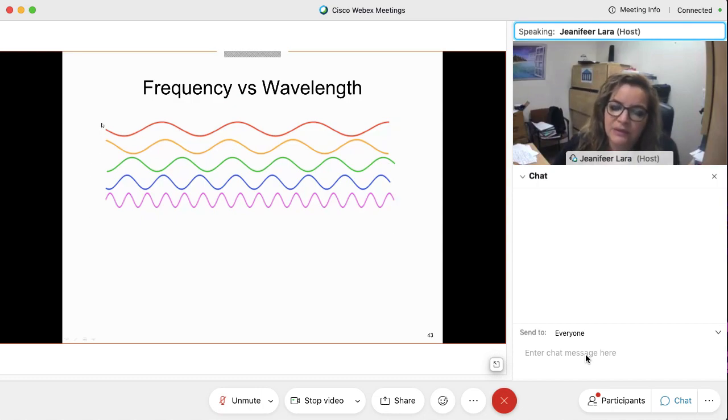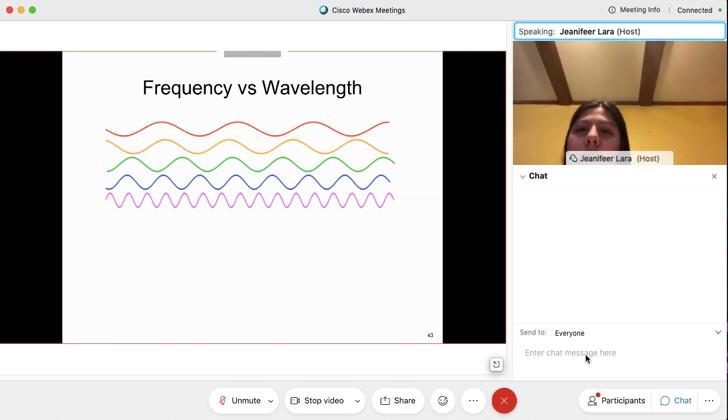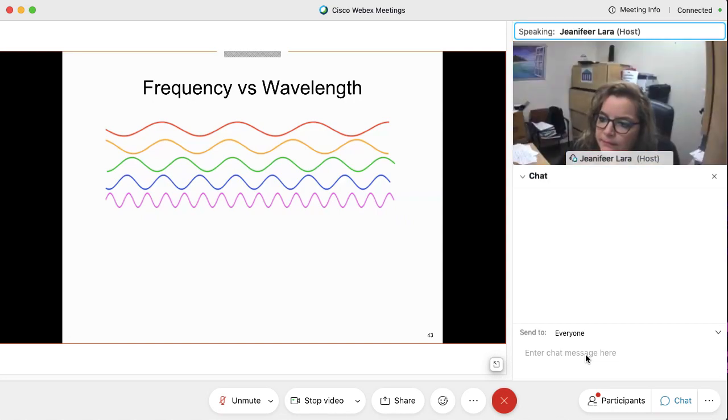All of these frequencies were delivered in one set time frame. So the unit of measure for that time is seconds. So whether this was 1 second or 5 seconds, we can see which one has the highest frequency. The one in the bottom. The purple, violet color, right? Which one has the lowest frequency? The red one.